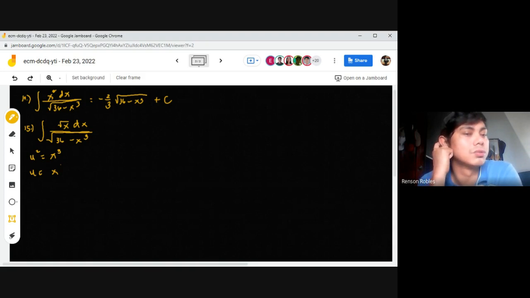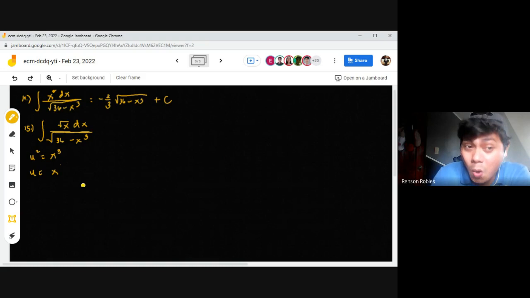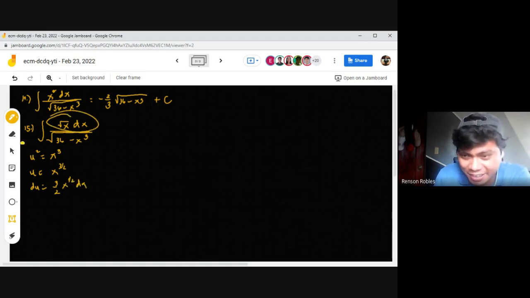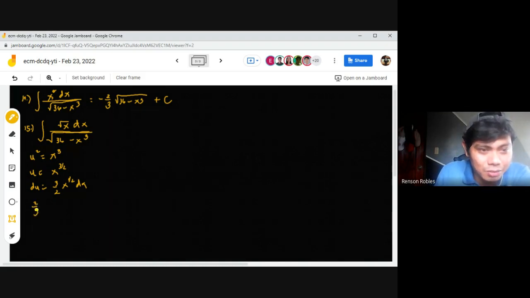What is u? If u squared is x cubed, what is u? X raised to? 3/2 po. Okay, that's x raised to 3 halves. When you differentiate this, what is the result? 3 halves x raised to 1 half dx. And you see it right there. Di ba? That's x raised to 1 half. So that's 2/3 du is square root of x dx.